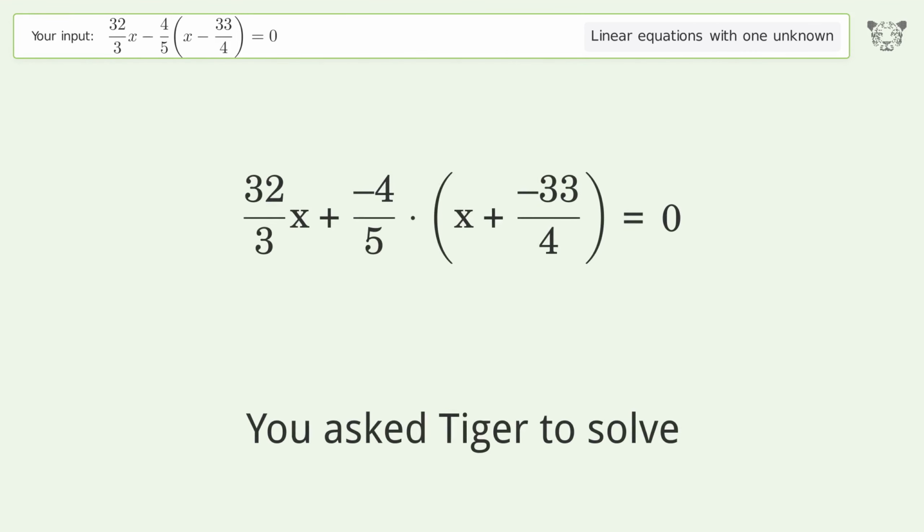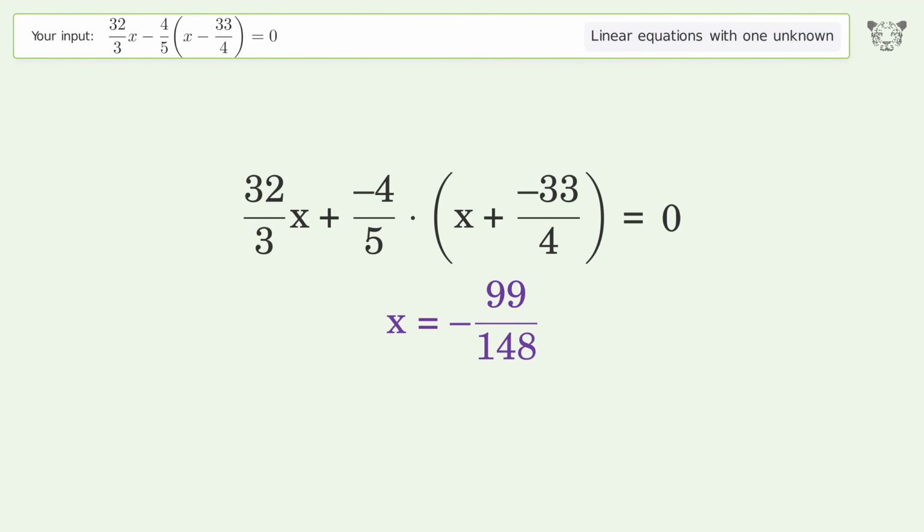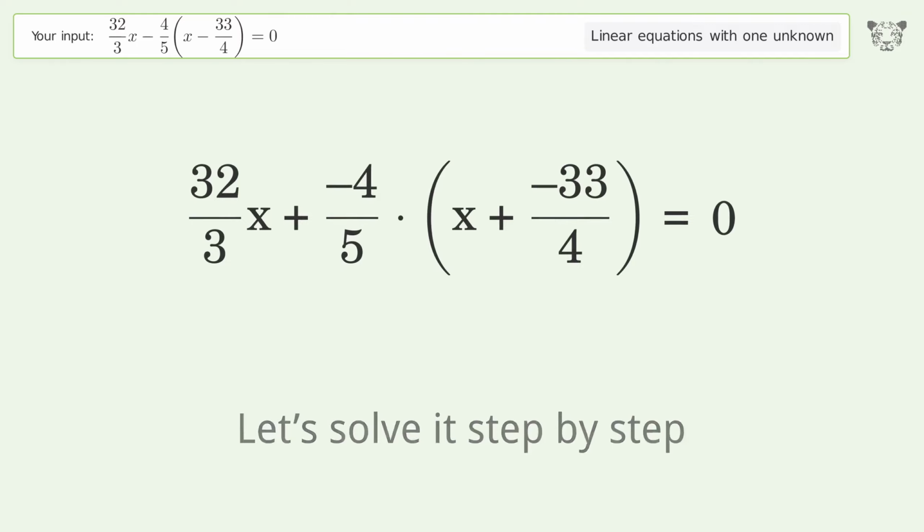You ask Tiger to solve this. This deals with linear equations with one unknown. The final result is x equals negative 99 over 148. Let's solve it step by step.